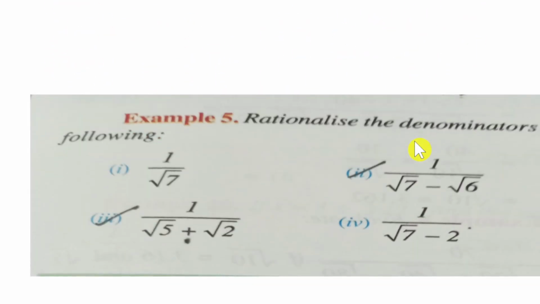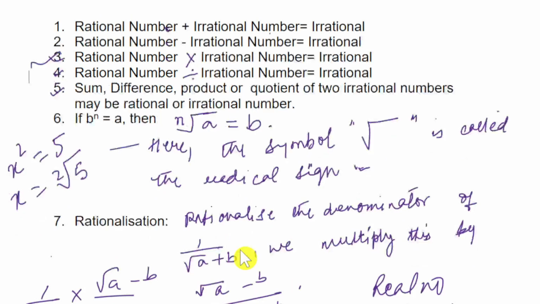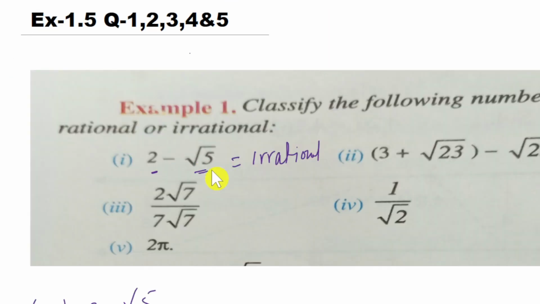So let's finish number 5. Number 5 is rationalize the denominator. See this point, I told you that time. See this point number 5, rationalization. How do you do rationalization? Whatever you have, you multiply the same number, just the sign will be changed. Okay, so number 5.